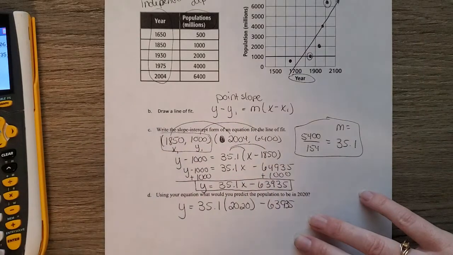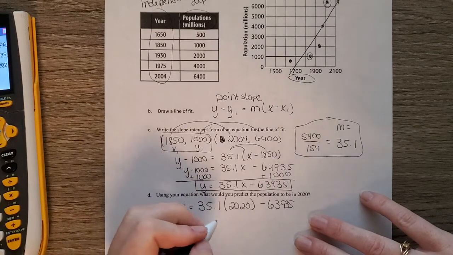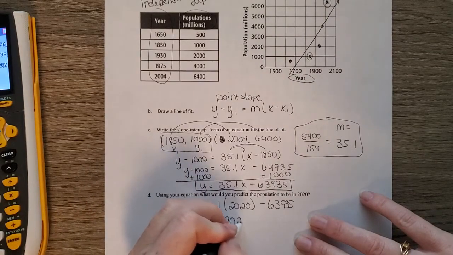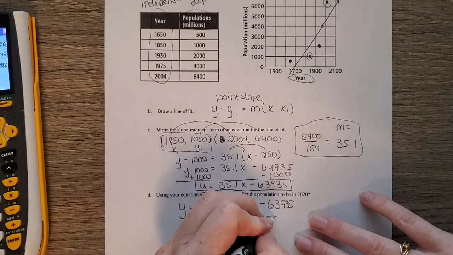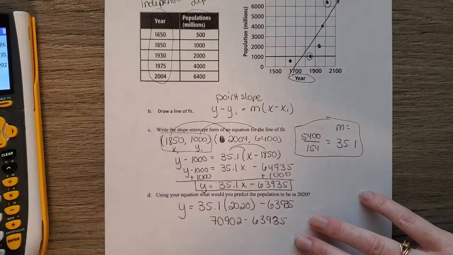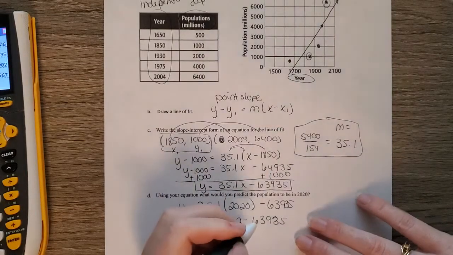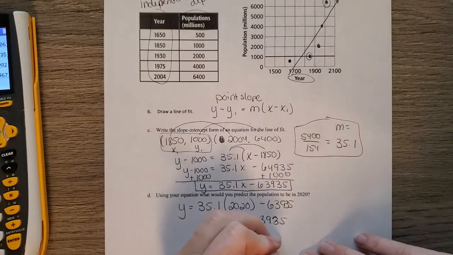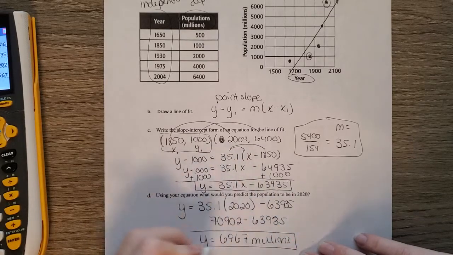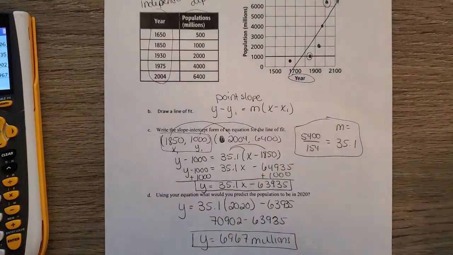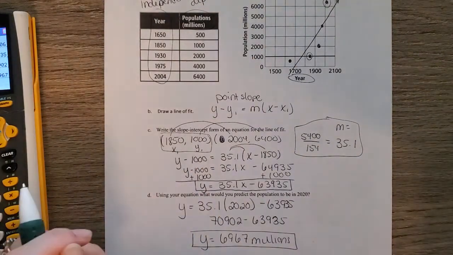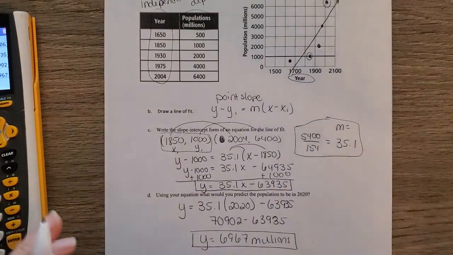And if I put that in my calculator, 35.1 times 2020 is 70,902 minus 63,935. I get y equals 6967. Remember, this is in millions. So 6,967 million people, right, is what it would predict the population being.